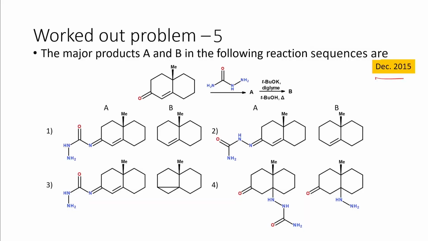Let us move on to the next problem. This question was asked in December 2015. The major products A and B in the following reaction sequence are: an alpha beta unsaturated carbonyl compound is given. This is subjected to reaction with semicarbazide. That is the first reaction that gives an intermediate A. This intermediate is then further treated with potassium tertiary butoxide in diglyme, followed by heating with tertiary butanol, leads to a product B. So these are the two intermediates A and B that are formed in the reaction.